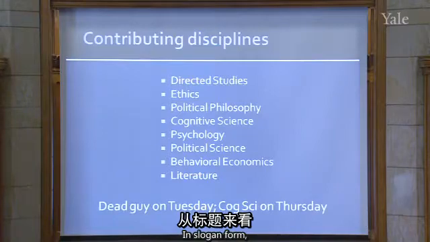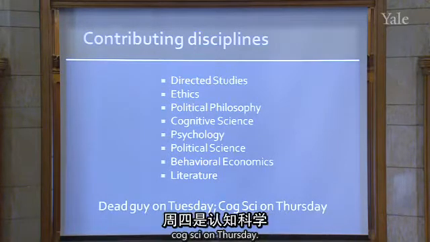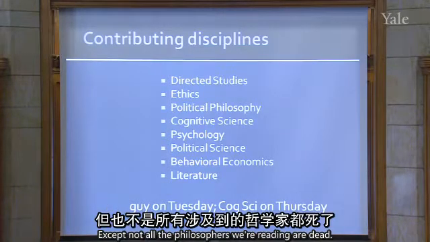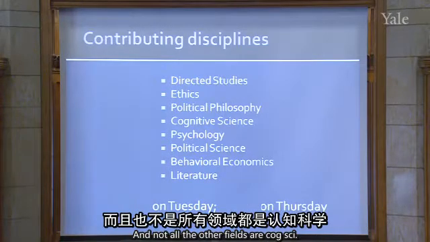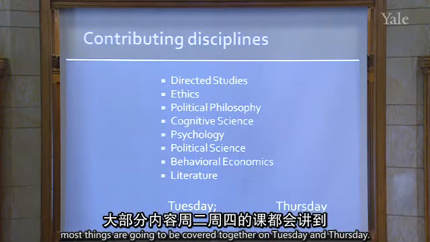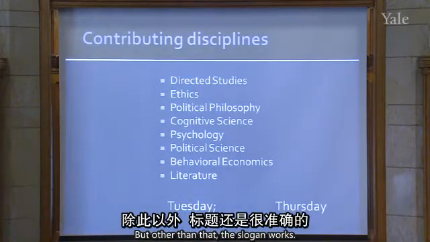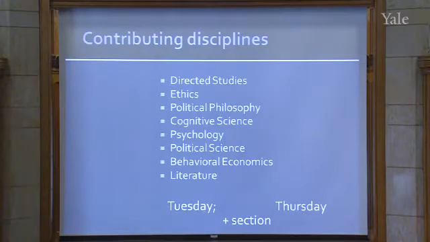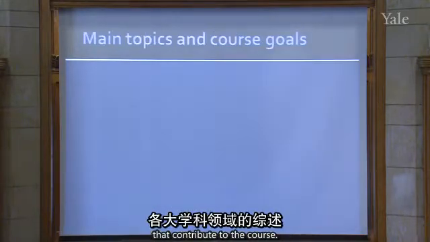In slogan form, the structure of the course is dead guy on Tuesday, cog sci on Thursday, except not all the philosophers we're reading are dead, and not all of them are guys, and not all the other fields are cog sci, and in fact, most things are going to be covered together on Tuesday and Thursday, and there are going to be sections. But other than that, the slogan works. So that's an overview of the kinds of disciplines that contribute to the course.